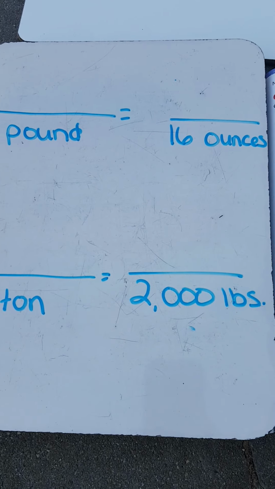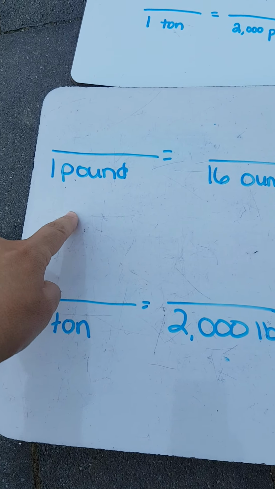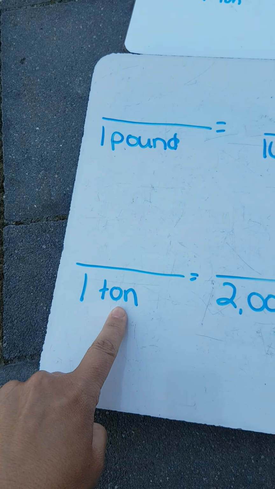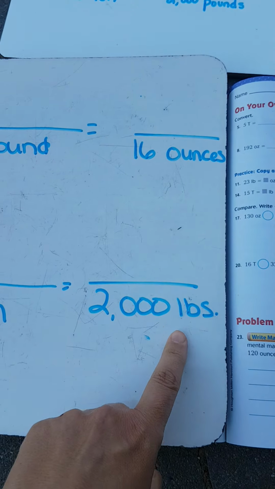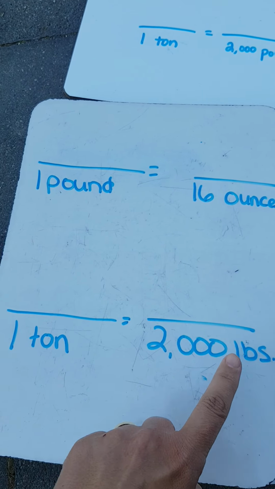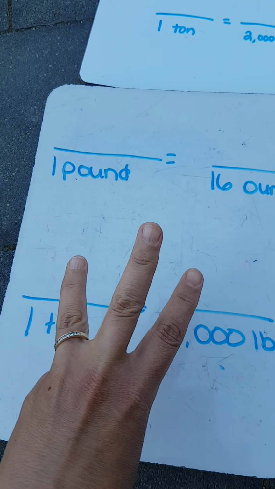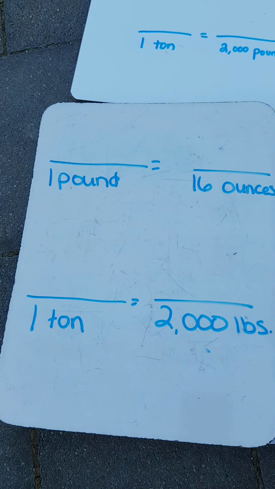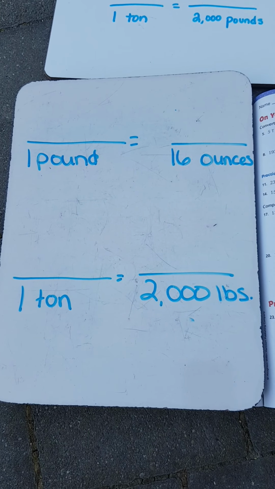So now we're going to be looking at pounds, ounces, and tons. By the way, LBS is the same thing as pounds. Don't ask me why, but that's the same thing. So we're looking at three things now: pounds, ounces, and tons. These are types of weight.